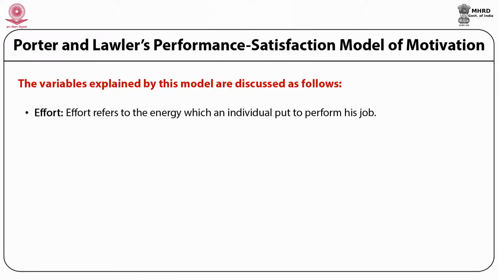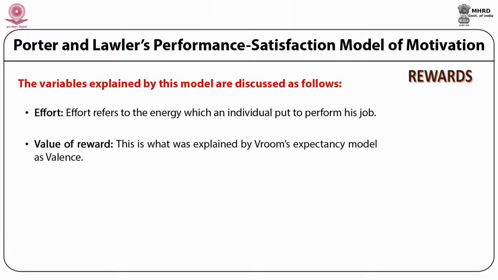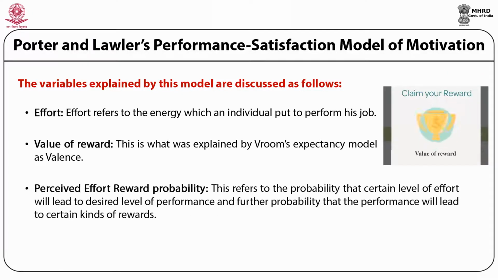The second variable given by this model is value of reward. Value of reward refers to the degree of attractiveness of rewards associated with the performance. The third variable is perceived effort reward probability. This probability refers to the probability that certain level of effort will lead to desired level of performance, and further probability that the performance will lead to certain kinds of rewards. If the probability is positive, only then individuals will decide to put certain level of efforts.